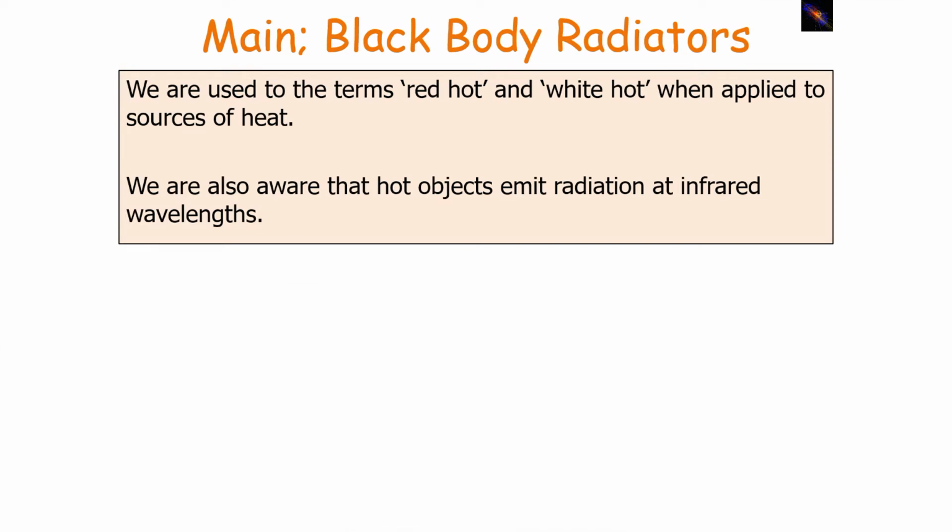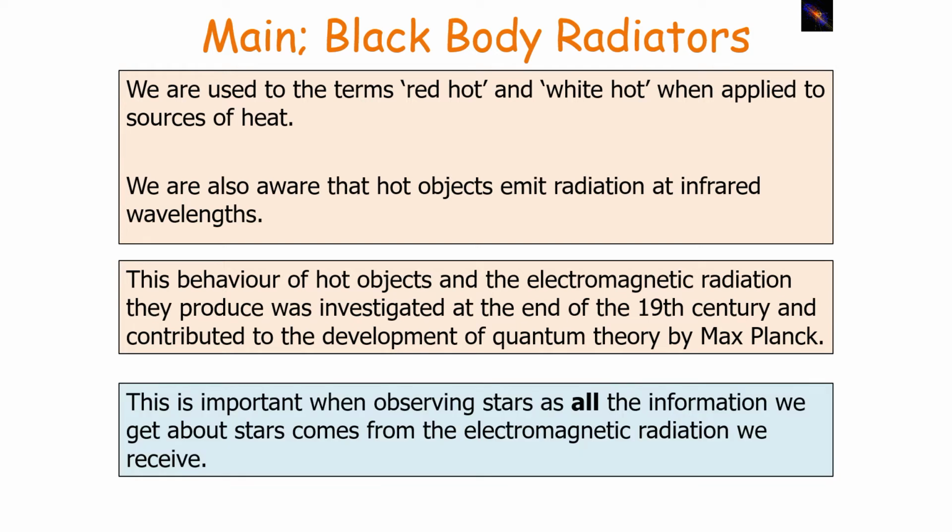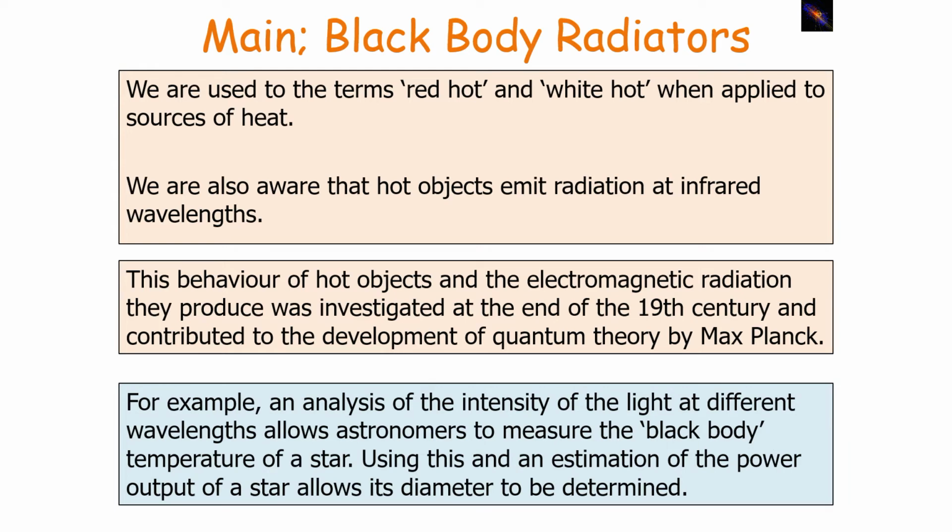So now let's look at classification by temperature and blackbody radiation. Now we're used to the terms red hot and white hot when applied to sources of heat, but we're also aware that hot objects emit radiation at infrared wavelengths. This behavior of hot objects and the electromagnetic radiation they produce was investigated at the end of the 19th century by Max Planck. Now this is important when observing stars, as all information we get from the stars is electromagnetic radiation. So we can determine lots of factors about a star from their electromagnetic radiation.